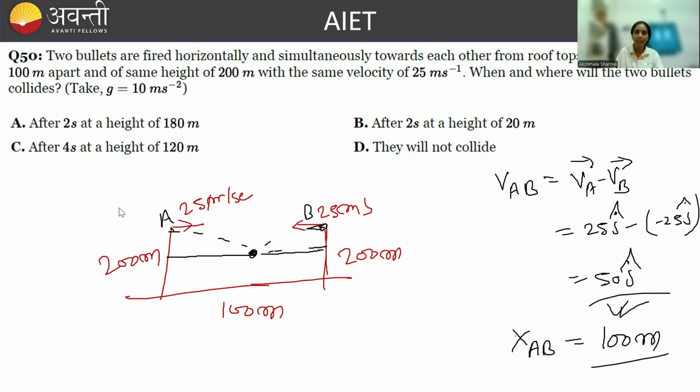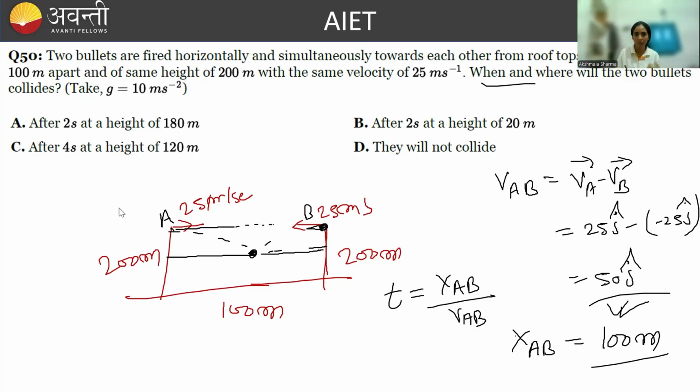So if they are to collide, when and where will the two bullets collide? At what time will they collide? To calculate time, it will be XAB by VAB. If you look at the relative picture, B is at rest here and A is moving forward with a speed of 50 meter per second in the horizontal direction.